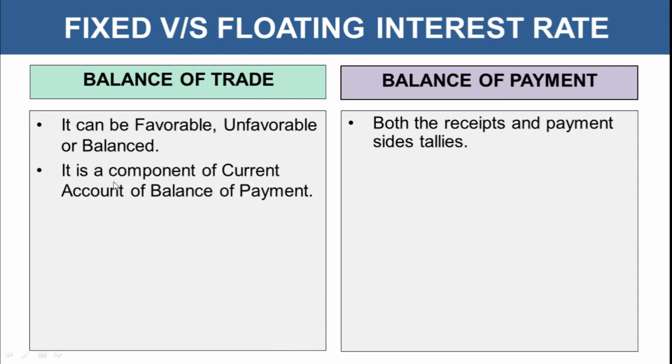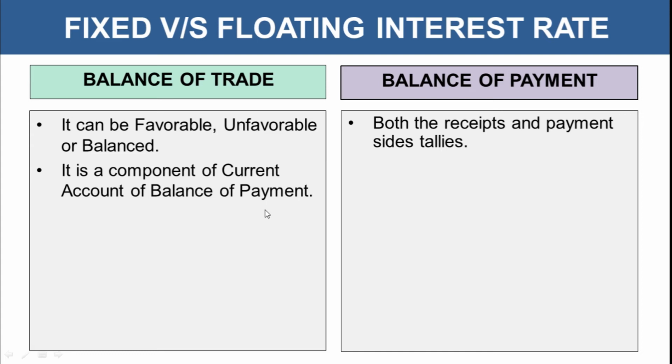Now, balance of trade is a component of current account of balance of payment. So I already mentioned that balance of trade is nothing but a component of balance of payment. So you need to consider this current account and capital account. So there are two things which are included in balance of payment. When we are talking about balance of trade, it is a part of current account of balance of payment.